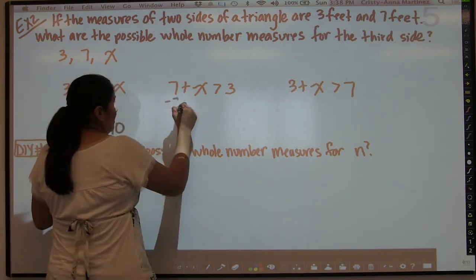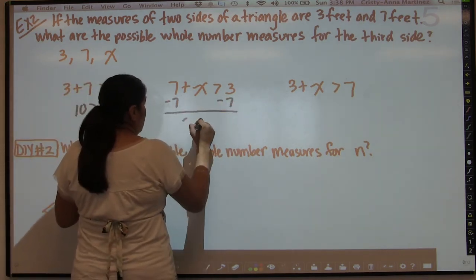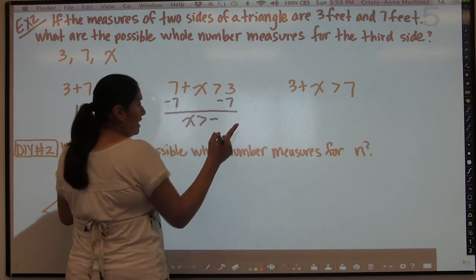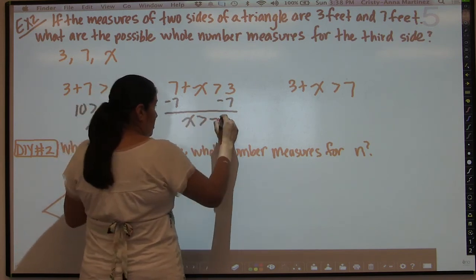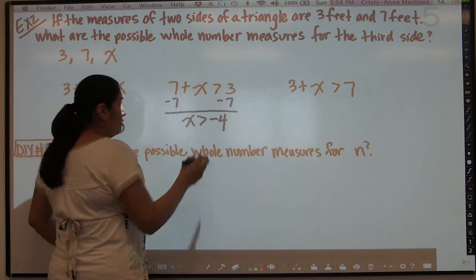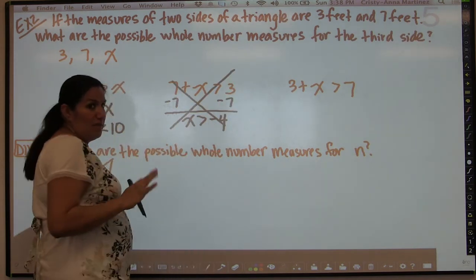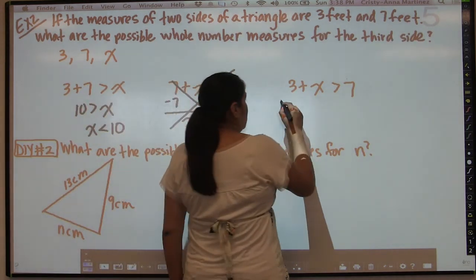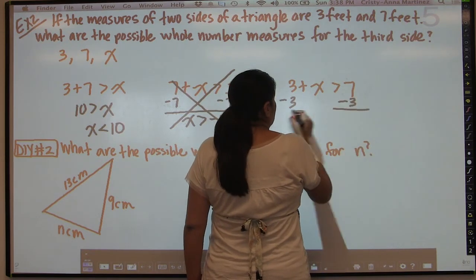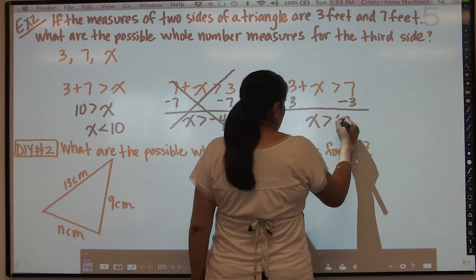In this case we subtract 7, and this will always happen. You will always end up with one of the 3 inequalities that will give you a negative answer. Basically a throwaway. So this is a throwaway, and that's okay, that's normal. And then the last one we get that x has to be greater than 4.